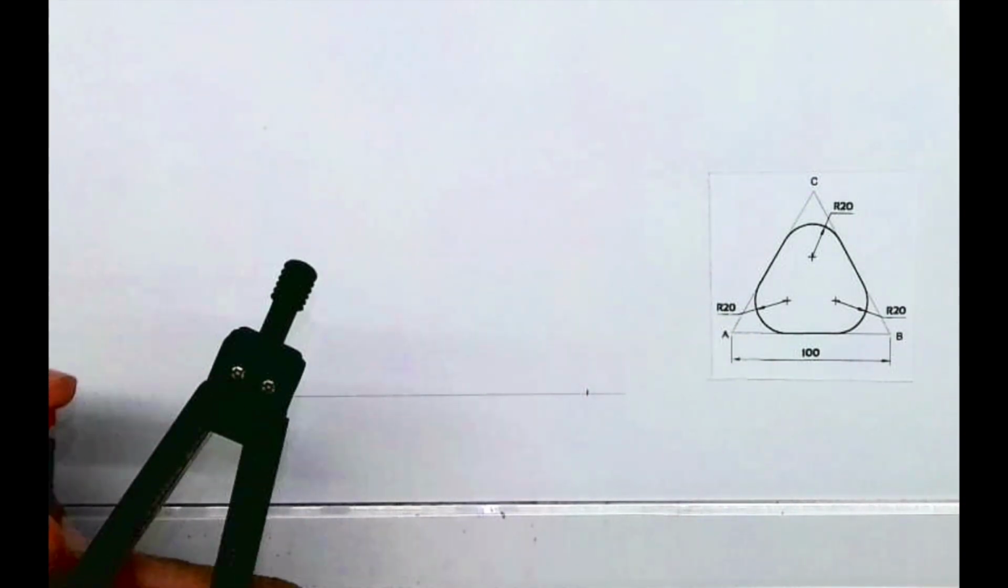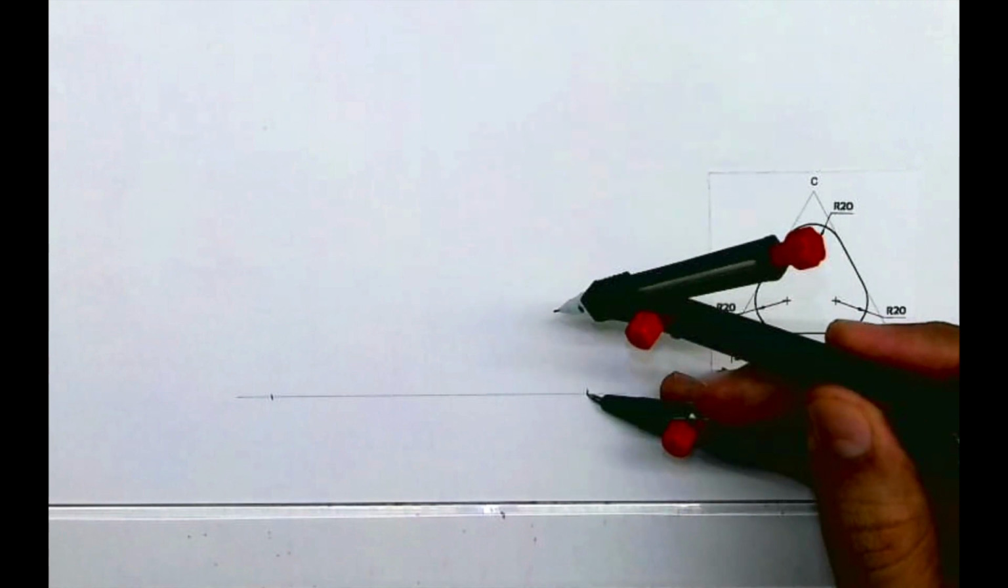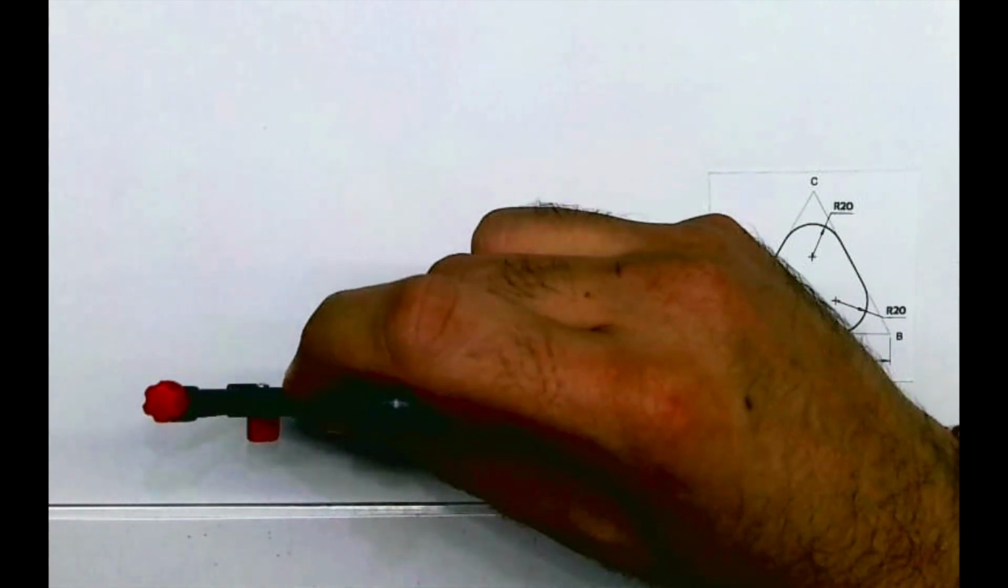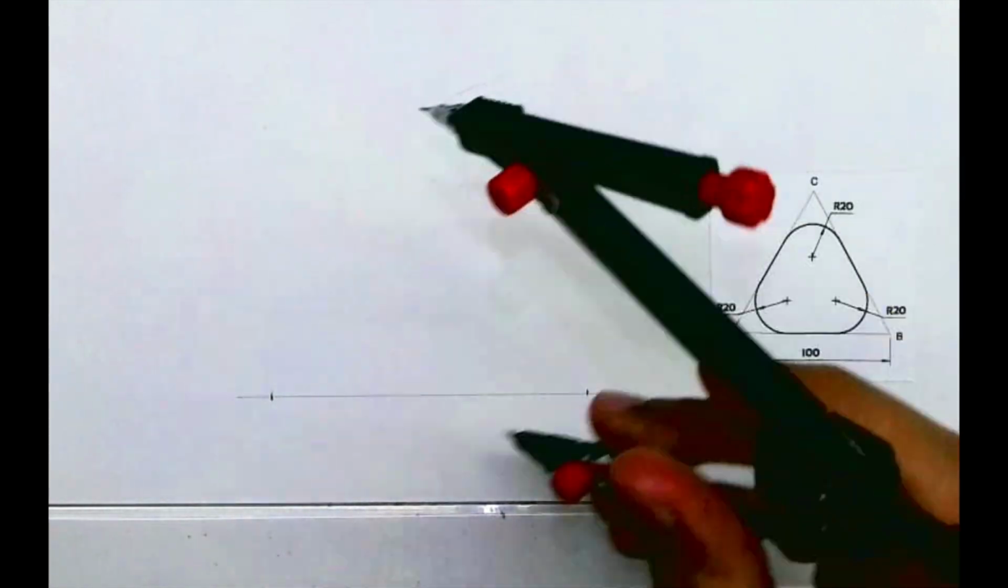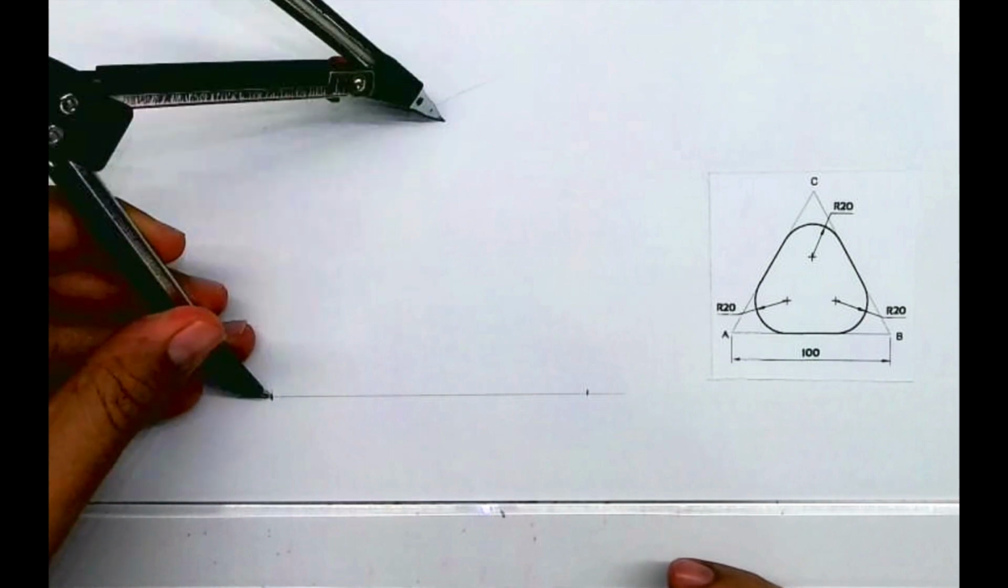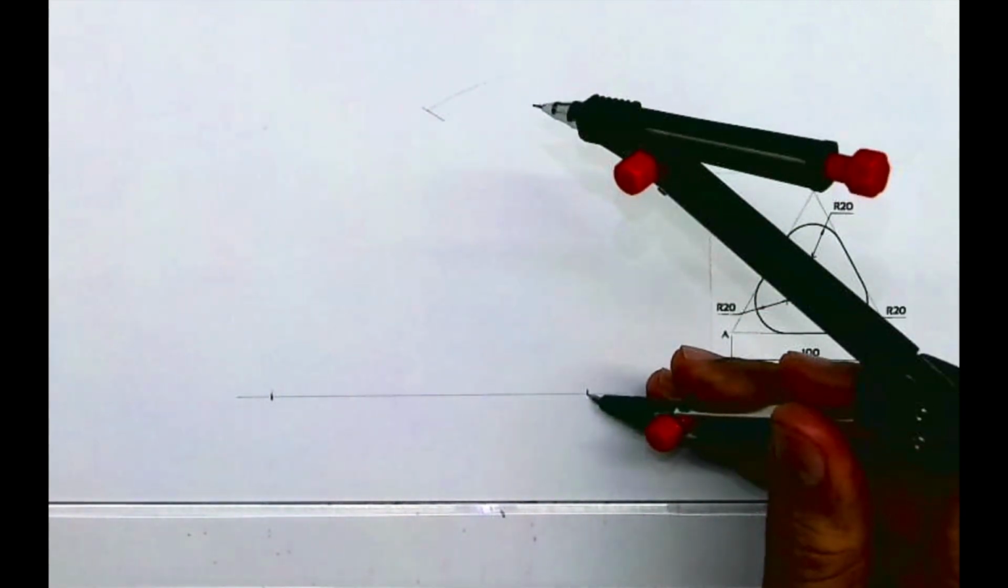So first I will draw an equilateral triangle of side 100. So I will mark 100. I will take the distance 100 and I will cut from here as well as from here. So this is triangle ABC. If you want to name, you can name it triangle ABC.